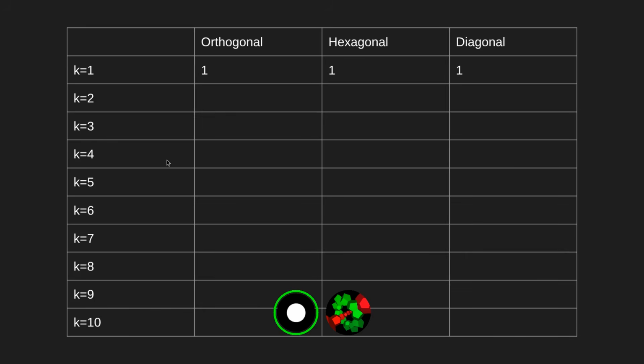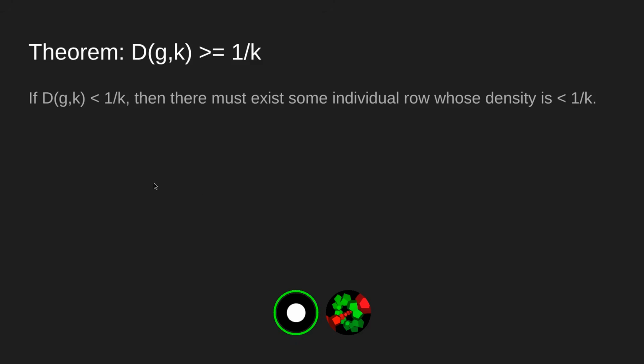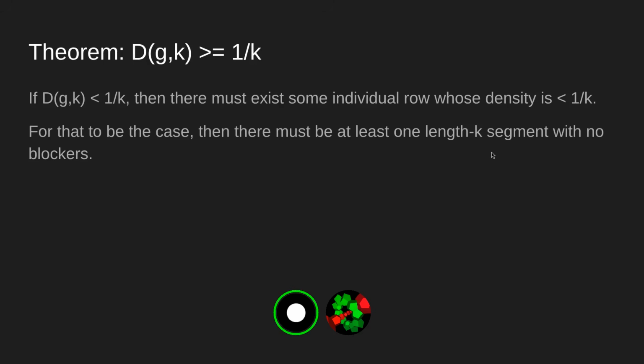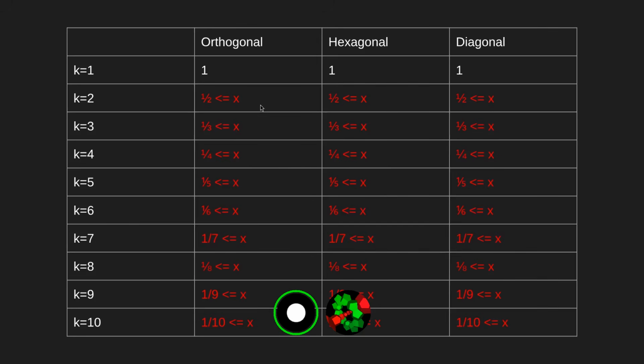And the reason for that is pretty simple, right? If we have any individual row, we don't even have to consider the whole pattern, but there has to be necessarily some row that has a density that is less than 1 over k. And if there is a row that has density less than 1 over k, then that also necessarily means that there's some length k segment within that row that doesn't have a blocker. So this gives us a nice lower bound for every value on this table.